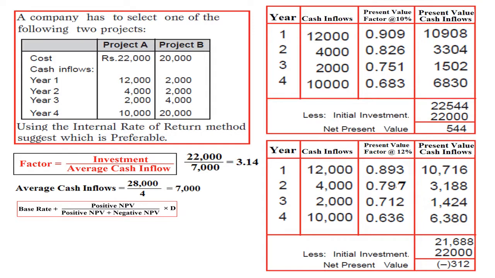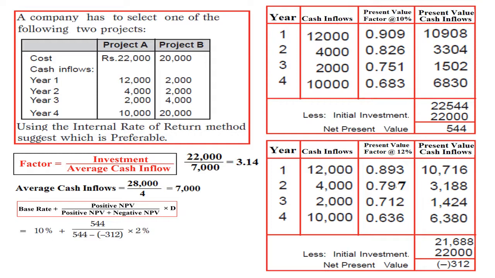Base rate plus positive NPV divided by positive plus negative NPV, into D. What is our base rate? Base rate is 10% plus positive NPV, which is 544, plus... ultimately it should be plus. So 544 minus of minus 312 will be plus. So directly I kept the plus symbol, right?